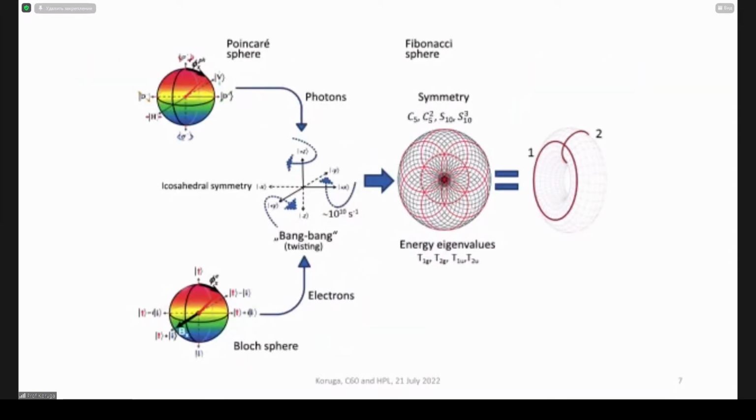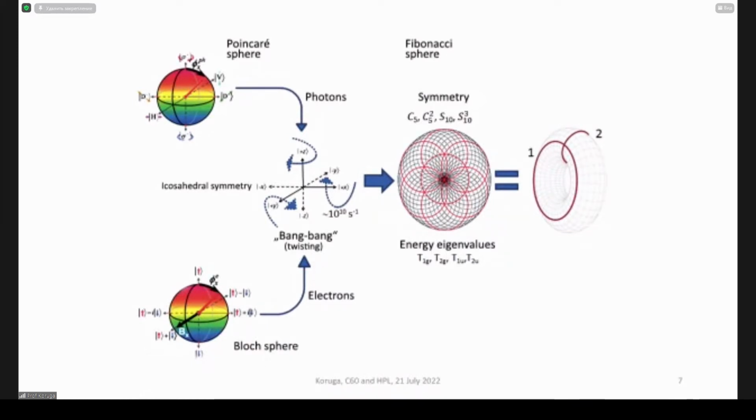And we recognized that the interaction between photons and electrons should be in a specific way. When we investigate the photons, we use the properties of the Poincare sphere, but when we use electrons, in that case, we need to use the Bloch sphere.